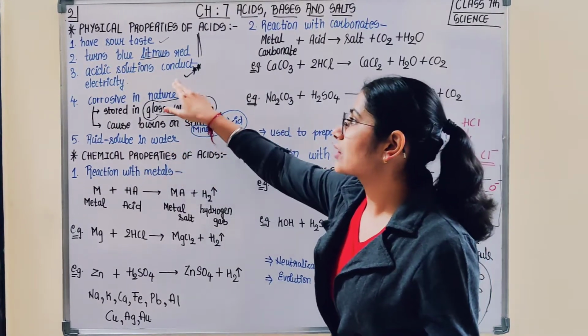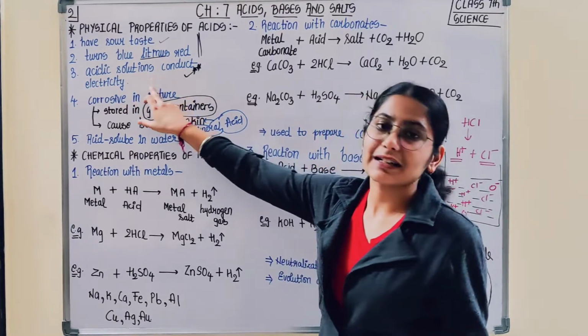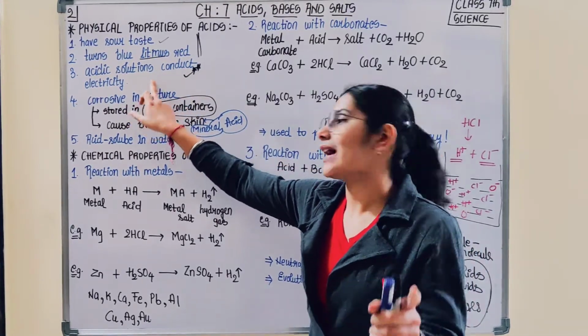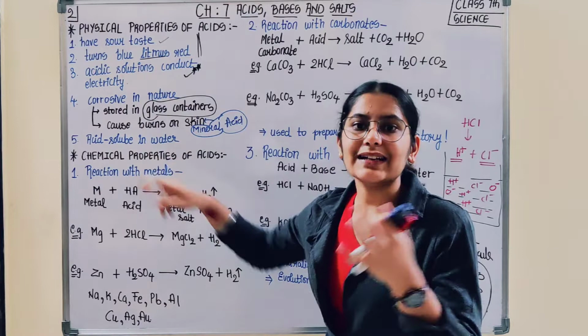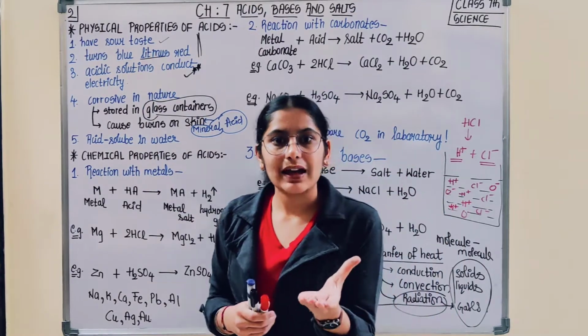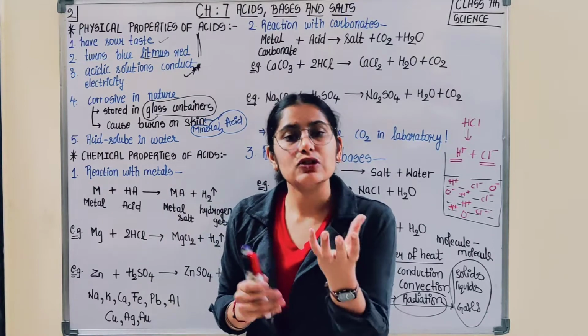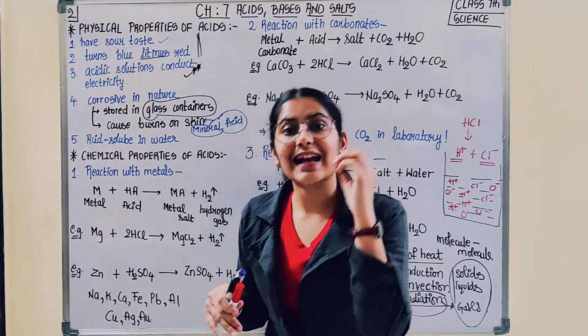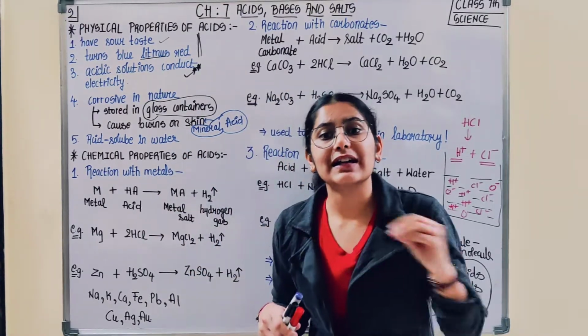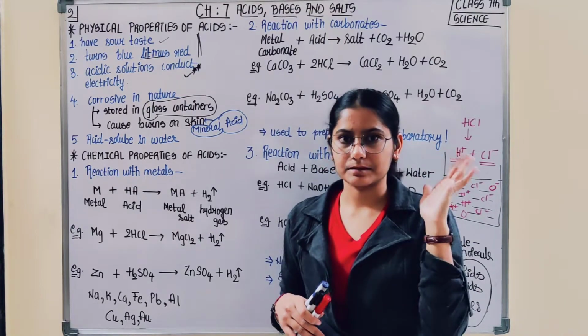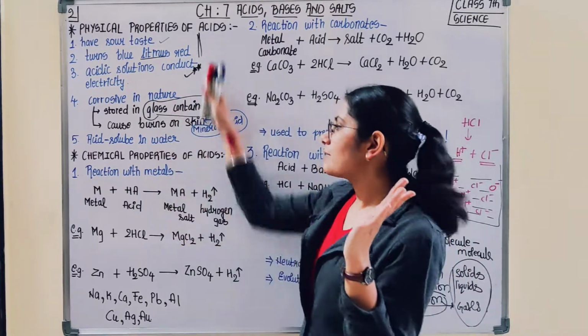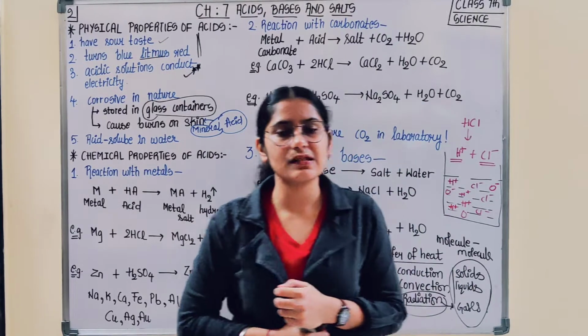As I discussed, acidic solutions conduct electricity. Why? Because acid is soluble in water, and when I take the acid solution and try to pass electric current, the acid solution acts as a good conductor of electricity. So these are the 5 physical properties of acids.